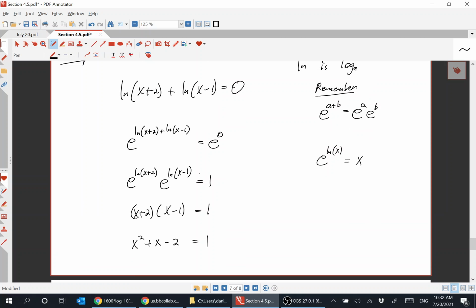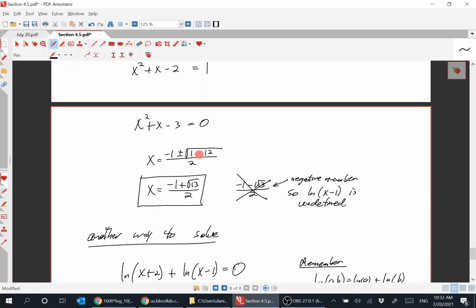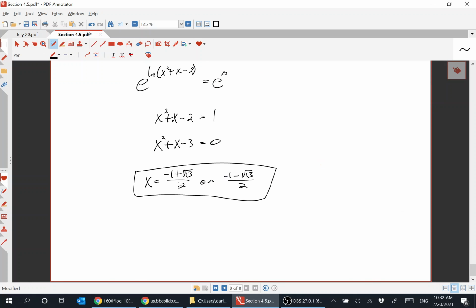The original equation has the natural log of x minus 1. Now, if I plug in a negative number for x, and then I subtract 1 from it, it's still going to be negative. The domain of a logarithmic function is just all positive numbers. You can only plug in a positive number. You can't even plug in 0. No zeros, no negative numbers. So the solutions to this quadratic equation are minus 1 plus root 13 over 2 and minus 1 minus root 13 over 2, but this number doesn't work in the original equation. So down here, same thing.